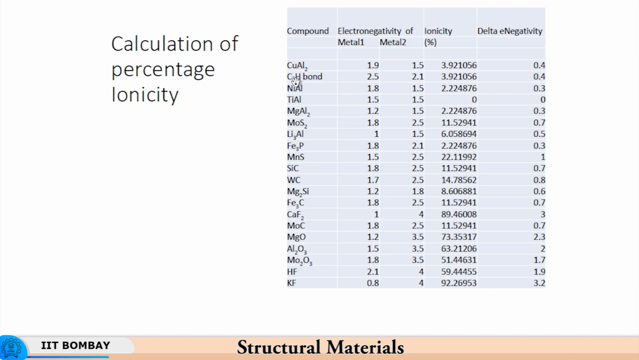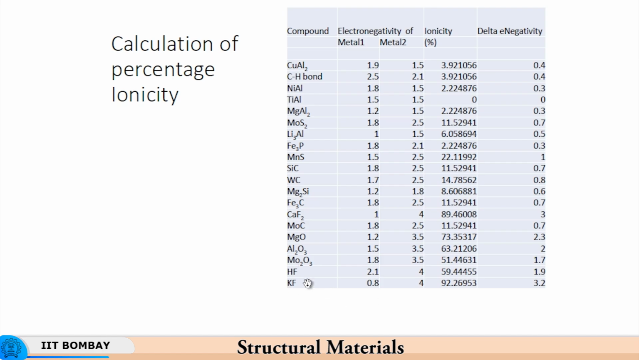The ionicity for the carbon hydrogen bond, which is typical of polymers basically, has been put here as a reference because it's a purely covalent bond where the ionicity is 3.92%, and so is the case with CuAl2, which is present in an alloy of aluminum with copper. So you have a very small difference in electronegativities, 0.4 in both cases, and therefore the corresponding ionicity is also very similar. So if there is a small difference in the electronegativity, then the degree of ionicity is going to be extremely small. That is what one has to remember.